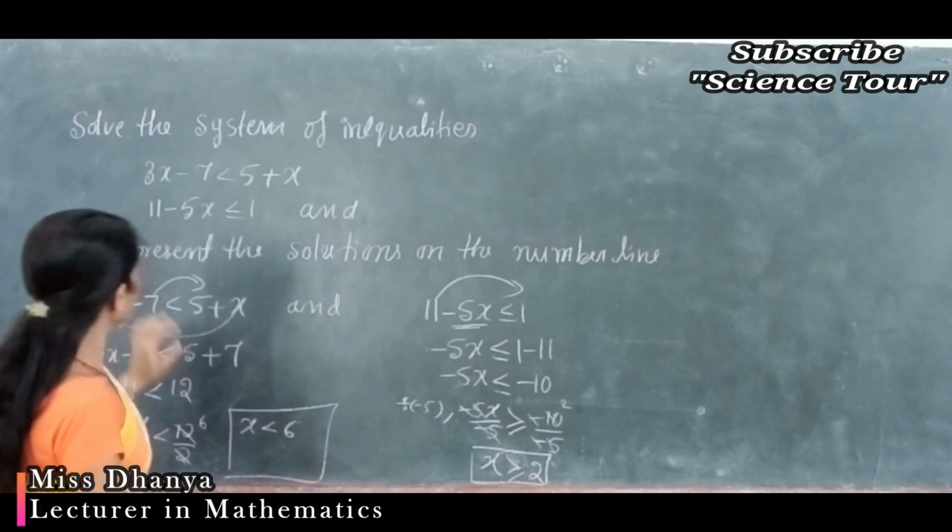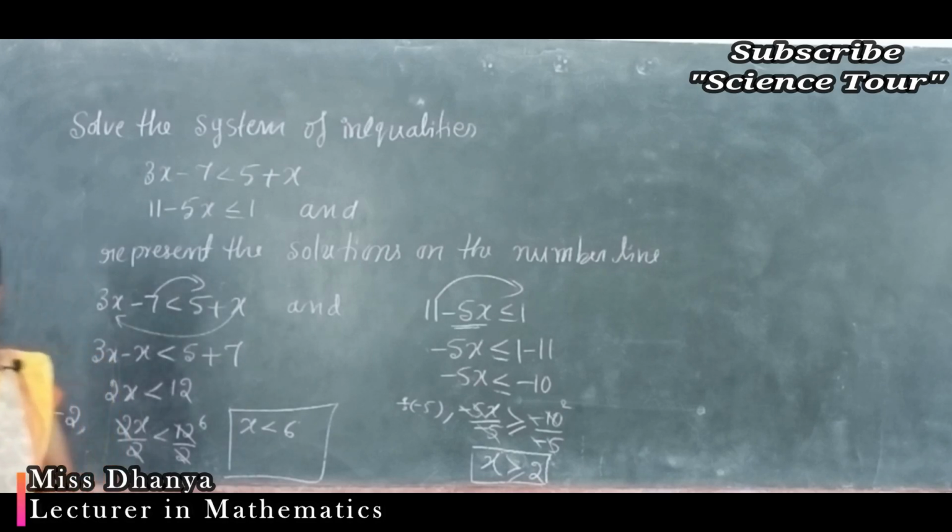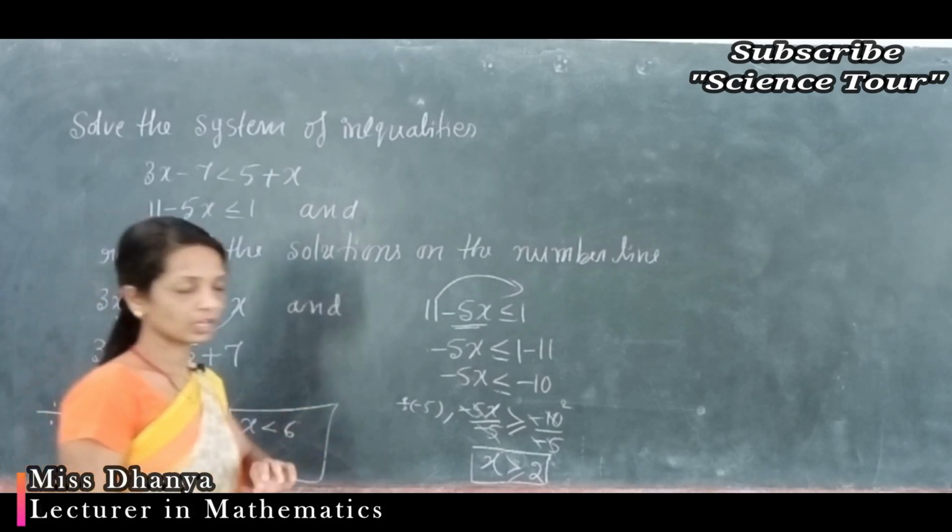Now you have to represent these solutions on the number line. So now draw a number line for these two inequalities separately.